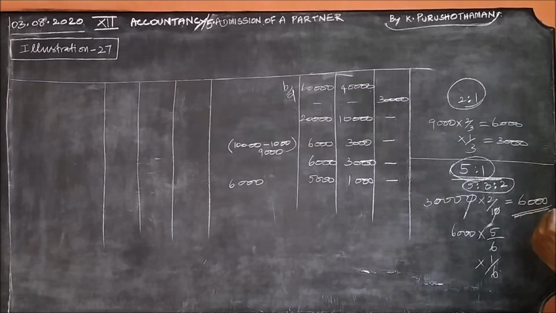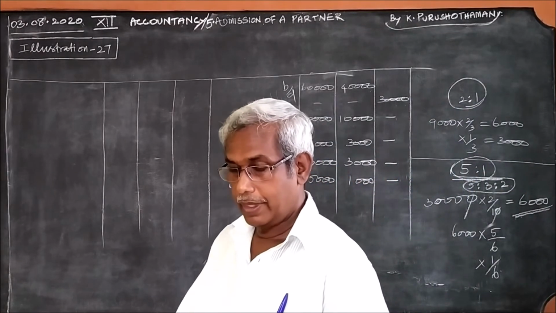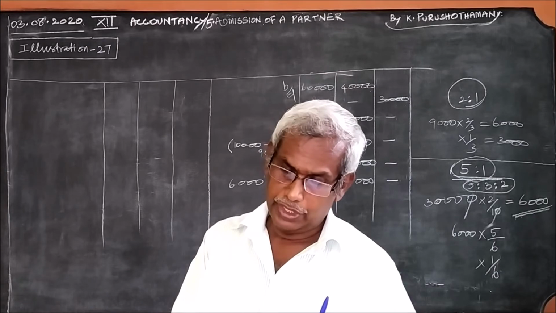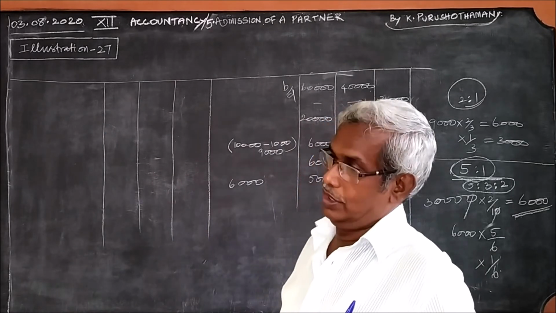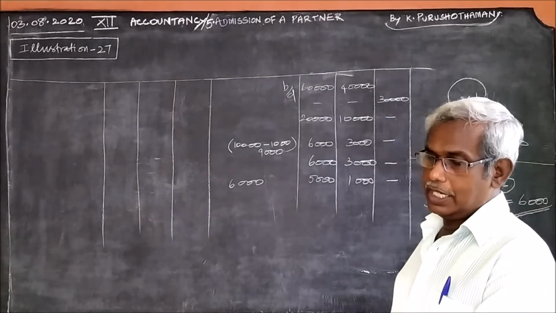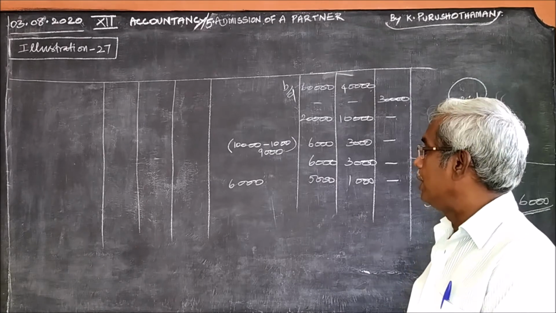It is not mentioned in the problem. In the exercise, it is mentioned how much should be brought in. Out of the amount, 1/5 share is for the new partner. So therefore, we have calculated 1/5 of the goodwill, that is 1/5 of 75,000, 15,000. That 15,000 only should be brought in by the new partner. Here in this problem, that share is not given, instead the new ratio is given.